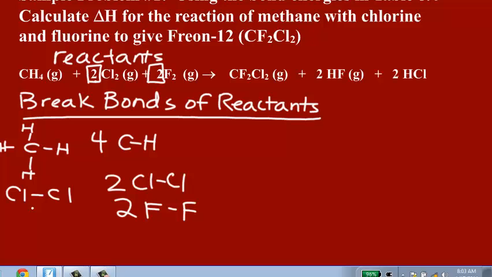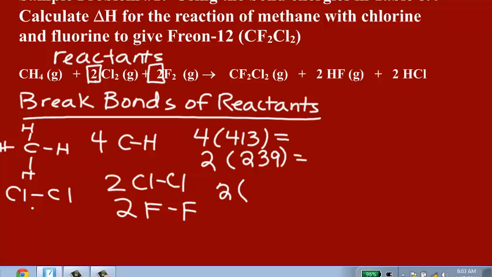Now I look up their bond energies. So C to H bond is 413. So 4 bonds times 413 will give me the energy required to break that molecule apart. 2 bonds times what's Cl to Cl? 239, good. And F to F is going to be 2 times 154. So that is, if we add those up, 1652 here, right? And this is 478, and this is 308.